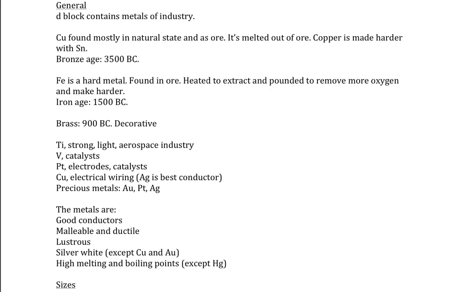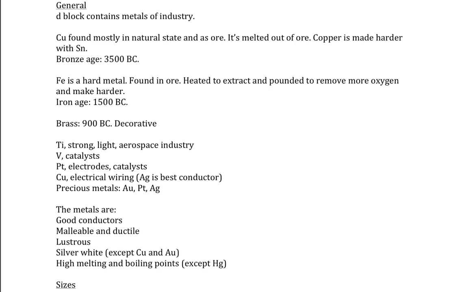Copper is found mostly in its natural state and as an ore. Natural state meaning copper without a charge, or copper with a charge, some kind of ionic compound, a mixture of them. If it's an ore, it's melted to be made into copper metal. And copper metal was found a long time ago, like in the Bronze Age, about 3500 BC. It was found that copper can be made harder and therefore more usable with tin, and tin was readily mined as long ago as the Bronze Age.